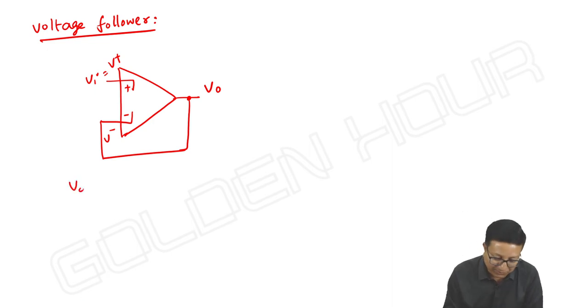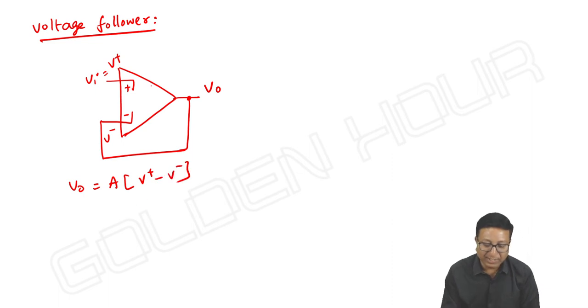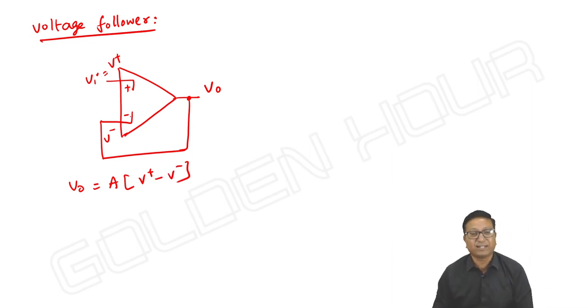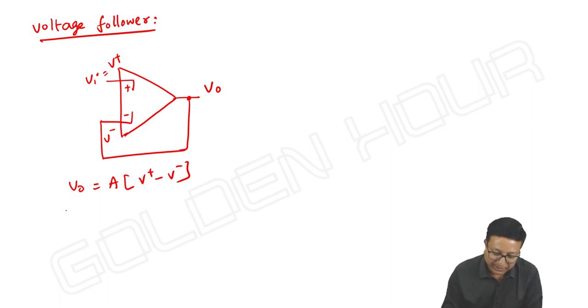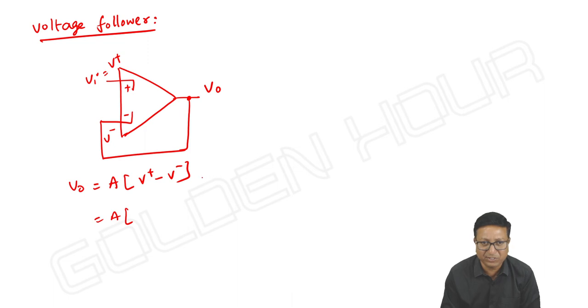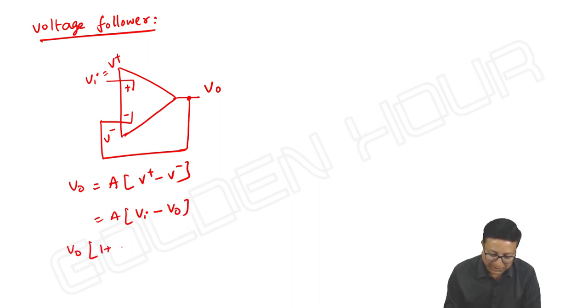We know that V output is equal to A into (V plus minus V minus). Here there is no node where you can apply KCL. But I can write it directly using this statement. V plus is equal to Vi and V minus is equal to V output. So V output into (1 plus A) is equal to A into Vi. Then the closed loop gain is equal to V output by Vi is equal to A by 1 plus A.